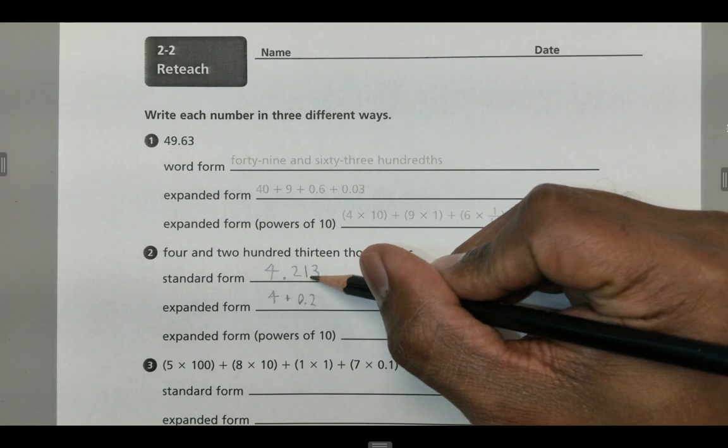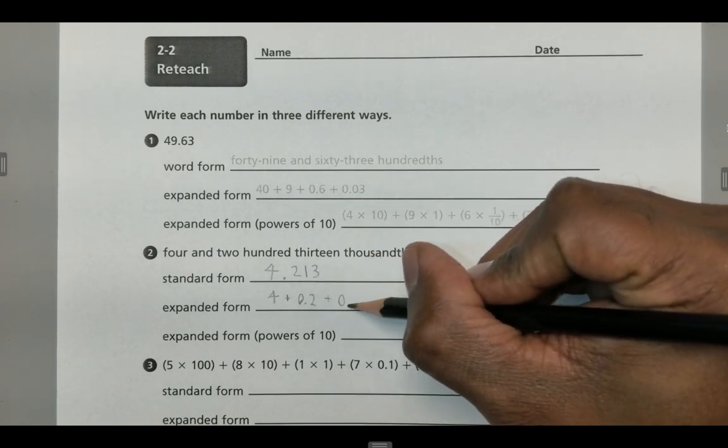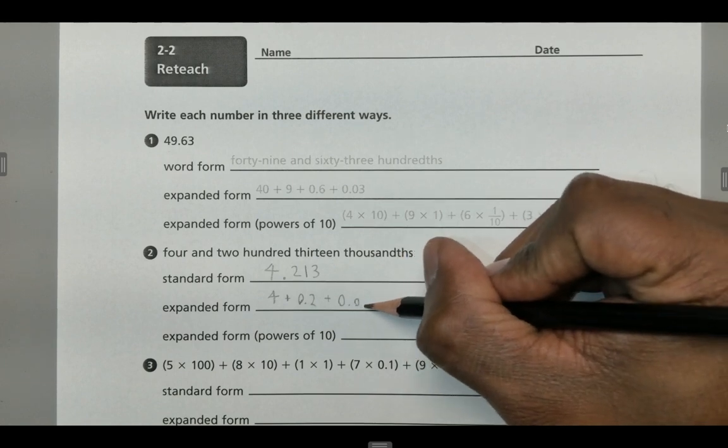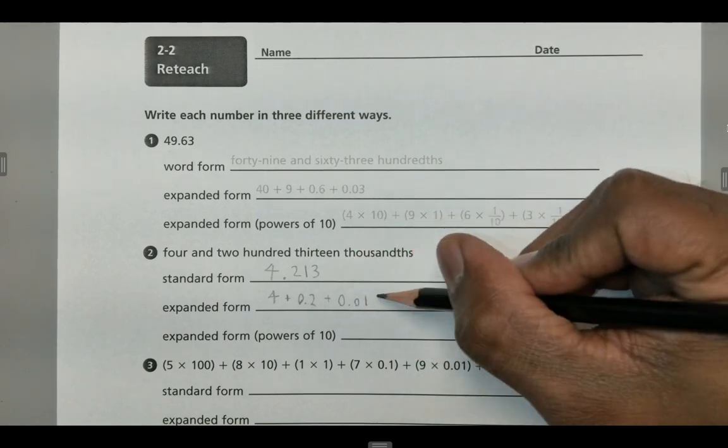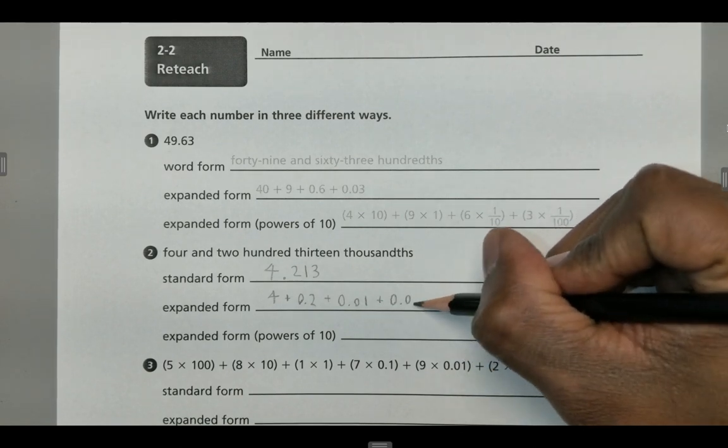Zoom in on the 1. That's in the hundredths place. That has a value of 1/100. Zoom in on the 3. That's in the thousandths place. It has a value of 3 thousandths.